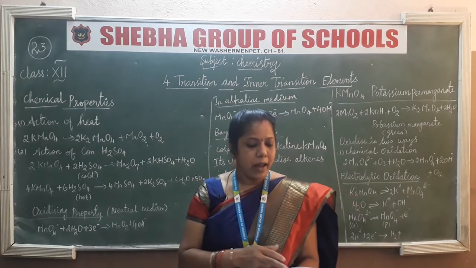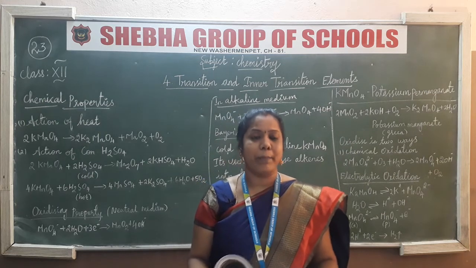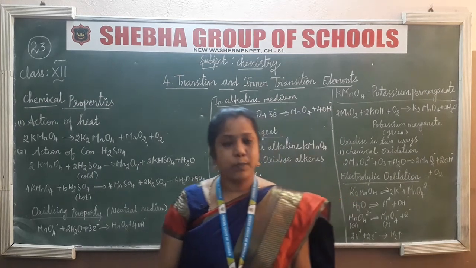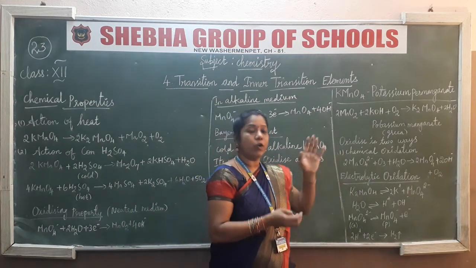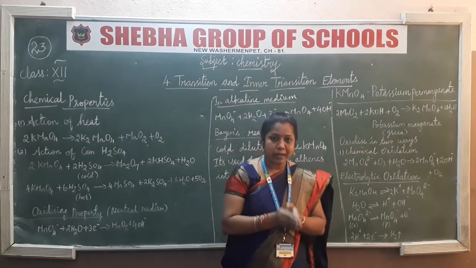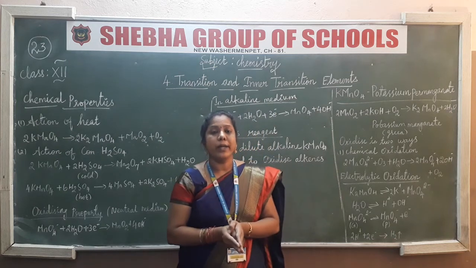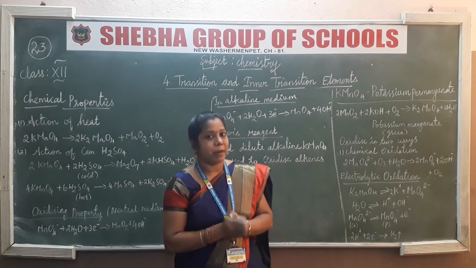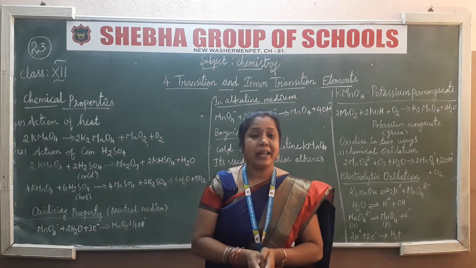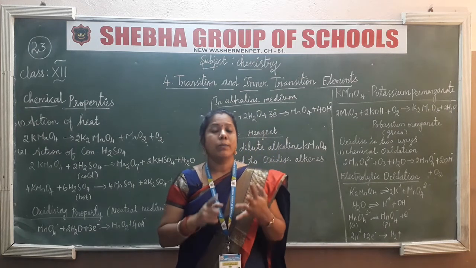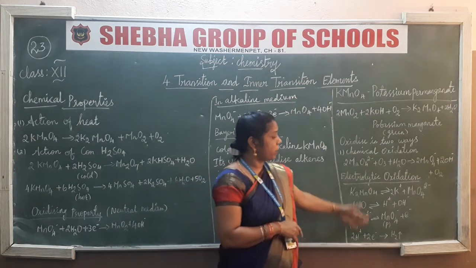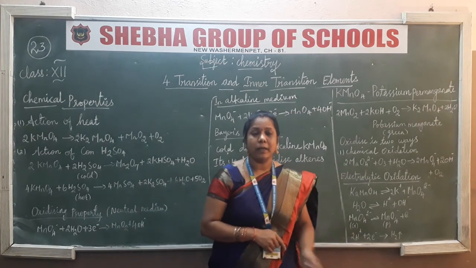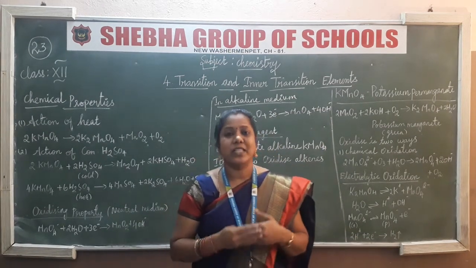Okay, and then the uses of potassium permanganate. In this potassium permanganate you know very well how to prepare it. Potassium manganate, which is green in color, is converted into the purple color of potassium permanganate. So potassium manganate is green in color, we know that. Potassium permanganate is dark purple in color. So you have seen the preparation, and not only that, you have seen the chemical properties and physical properties.